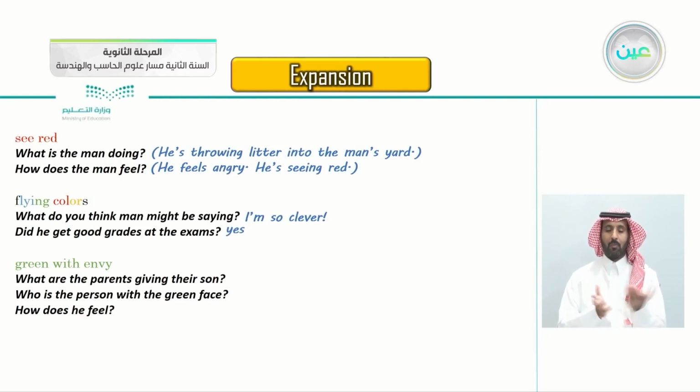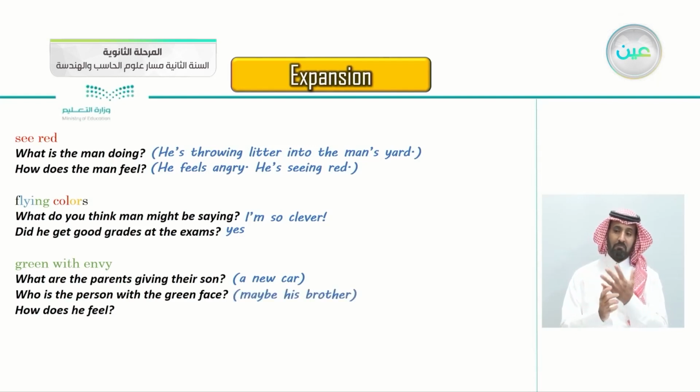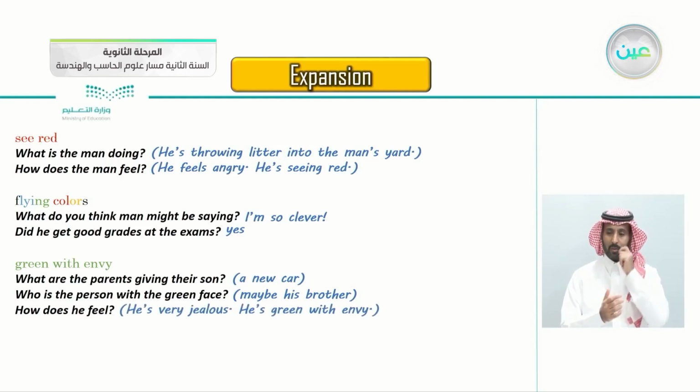Green with envy. What are the parents giving their son? A new car. Who is the person with the green face? So the person envying the other person. Try to guess. Just say anything. Yes, for example, maybe his brother, maybe not. We're just guessing here. How does he feel? He is very jealous. He's green with envy. Of course, envy means that you wish that you had what others have. You are jealous of them.